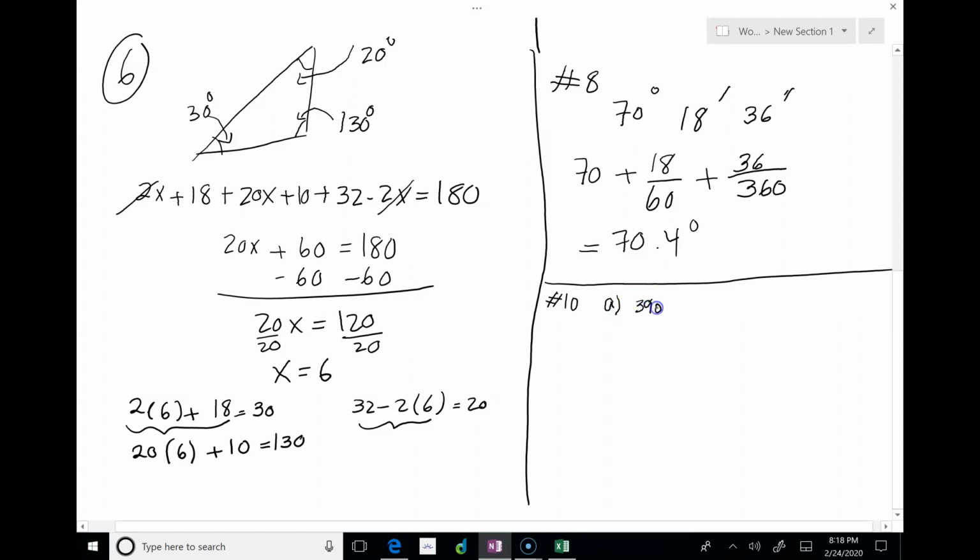390. You want to find the least positive angle that is coterminal. So if 360 is one full circle, you need to go 30 degrees more to get to 390 degrees. In order to find that, you just say 390 minus 360 because you take away one of the rounds of going around the circle. So that's 30 degrees. B, it says negative 80 degrees.